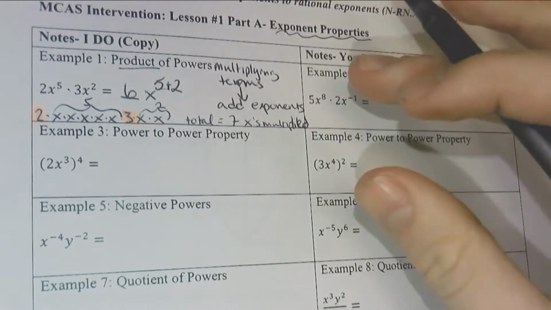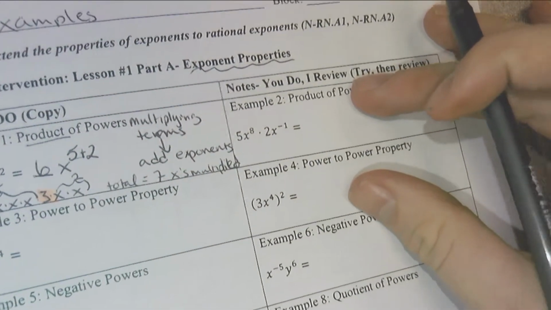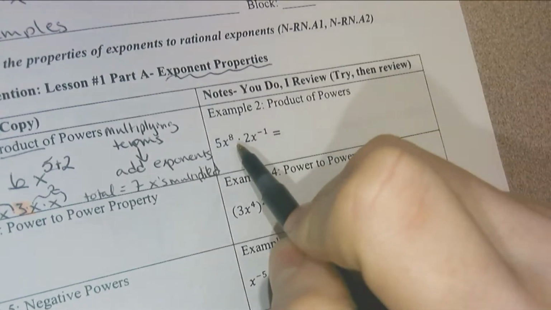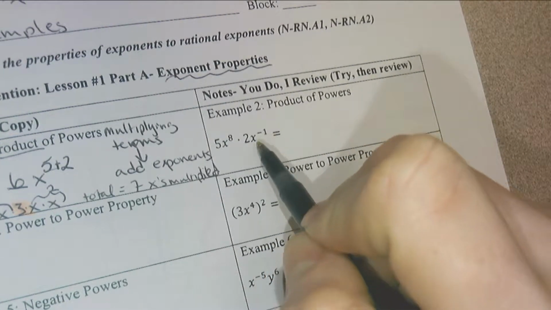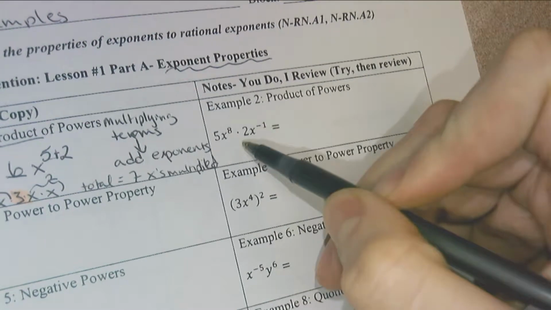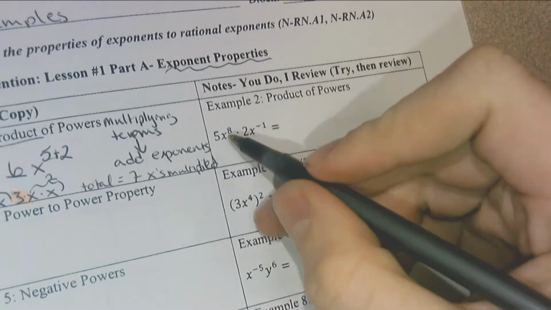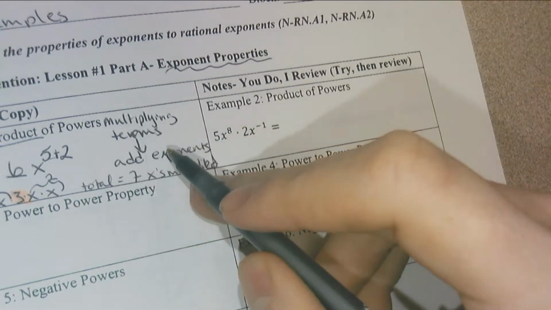So hopefully you paused the video and tried this out first, but I'm going to walk through it right now. I could do the same thing here. I could try and write out my 8 x's and my negative 1. I'm not really sure yet. We'll cover that in a second, what a negative power means. But I just want to apply our rule. Our rule should work here. If we're multiplying terms, add their exponents.